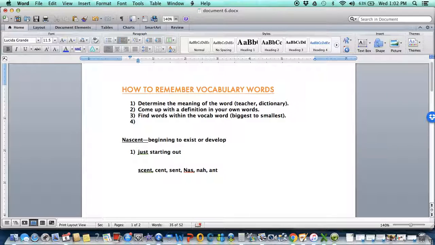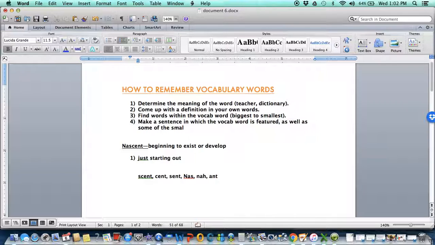Next up, we are going to make a sentence. And this is a multi-step kind of step, but you kind of have to do it all at the same time. Okay, in which the vocab word is featured as well as some of the smaller words. But you've got to use the meaning of the vocab word.